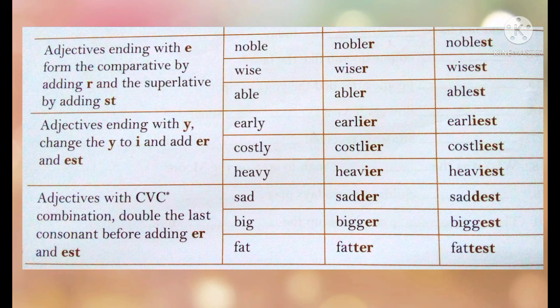Now children, adjectives with CVC combination. CVC combination means consonant vowel consonant combination. For example, sad. So S is a consonant, A is a vowel, and D is again a consonant. So in this condition, double the last consonant before adding er or est. For example, sad, so we will double D, the last consonant, it will become sadder, and will add est in the superlative degree and it will become saddest.